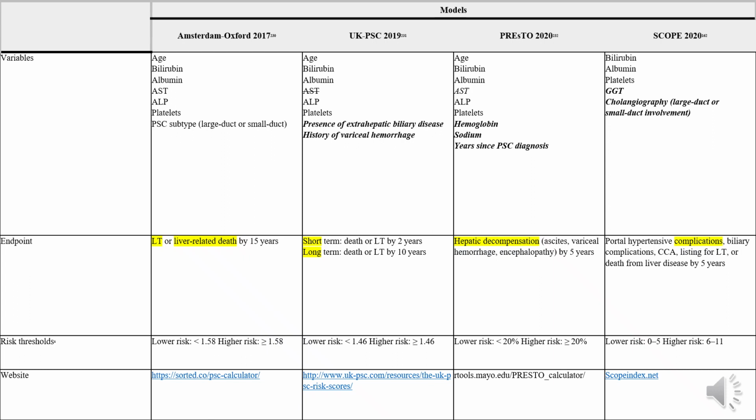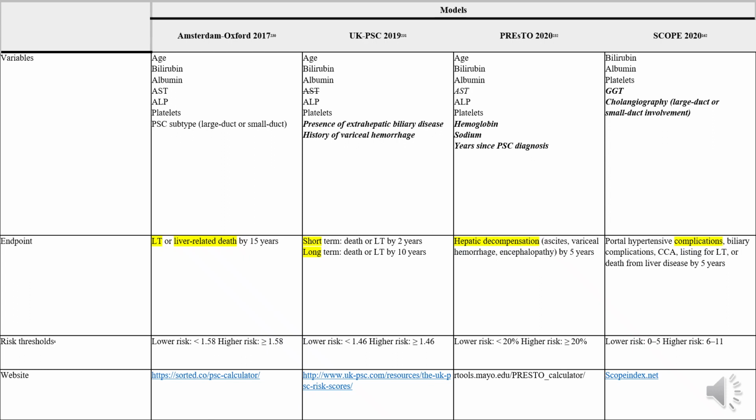And then we have the Presto. They had the same age, bilirubin, albumin, AST, alk phos, platelets, and then they added the hemoglobin, sodium, and the number of years since PSC diagnosis. And this is used for evaluation of hepatic decompensation, the development of ascites, variceal hemorrhage, encephalopathy by 5 years.